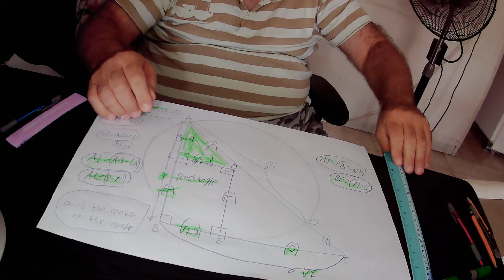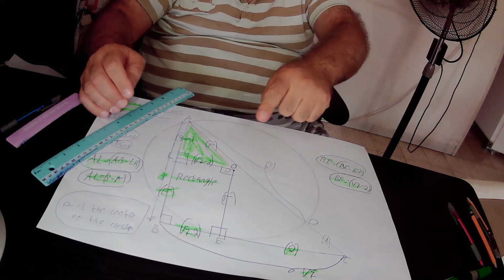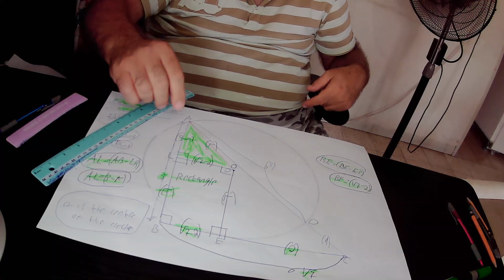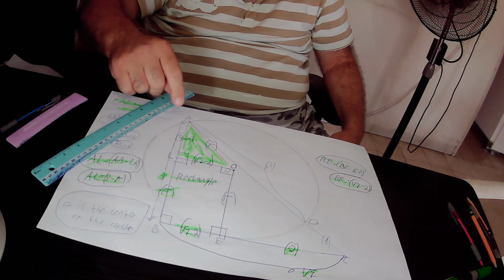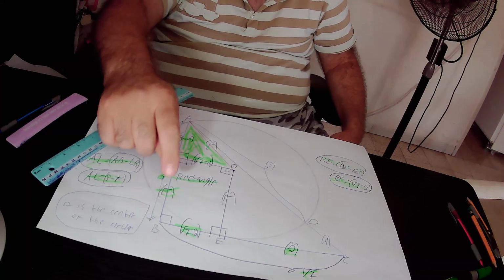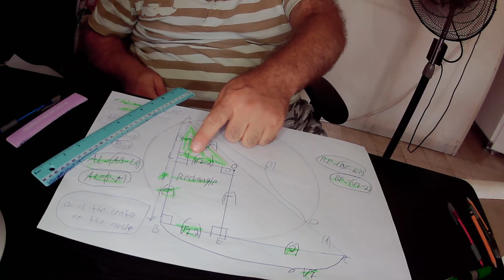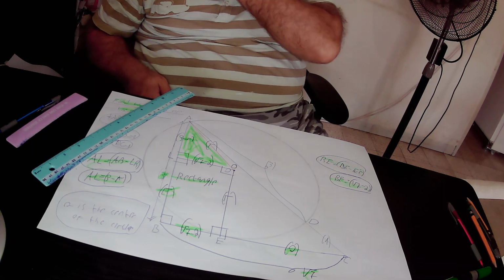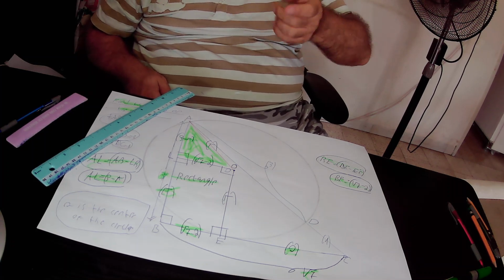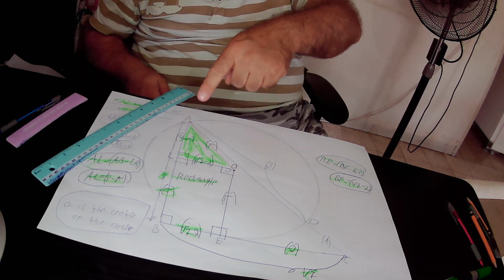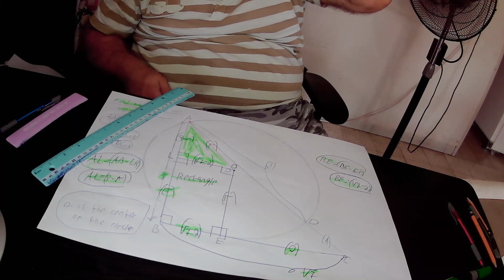The next step, we did another construction. From point O, we draw a perpendicular on AB. So this angle equals 90 degrees, and this angle also equals 90 degrees, according to our construction. We define the touching point of the perpendicular from point O and AB as point L.